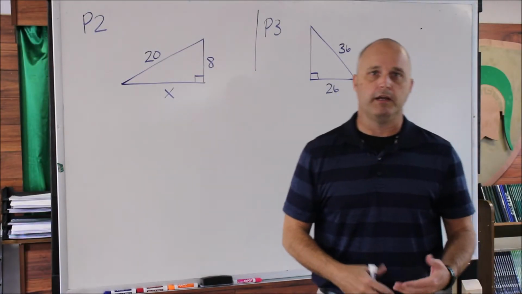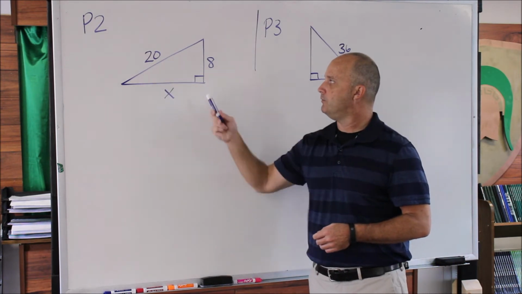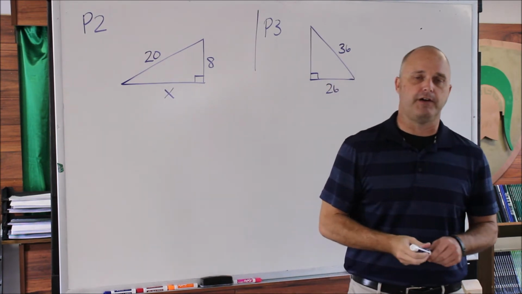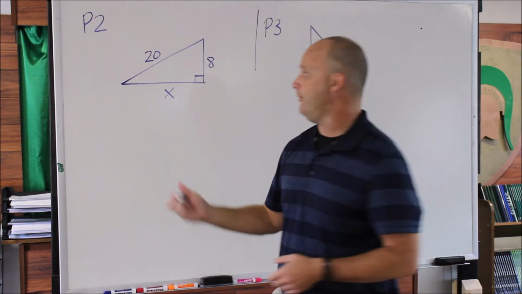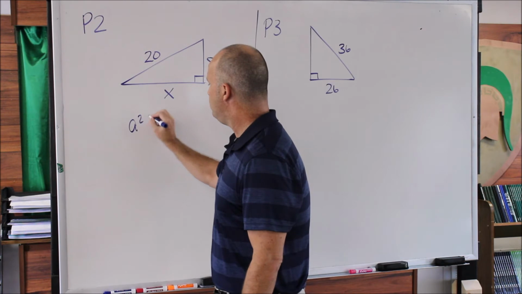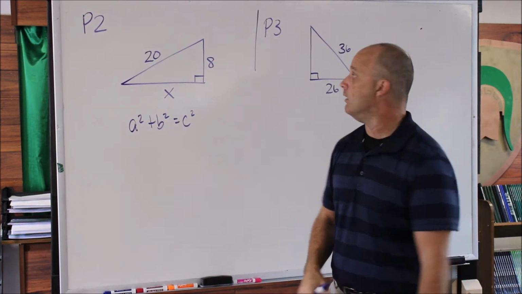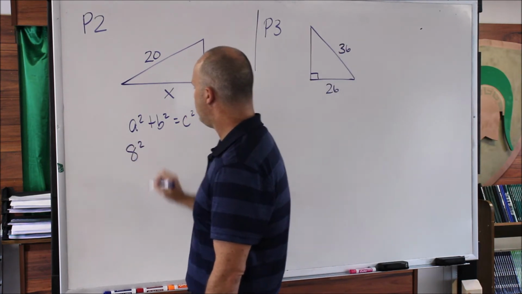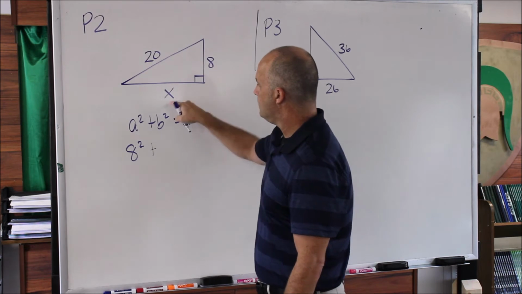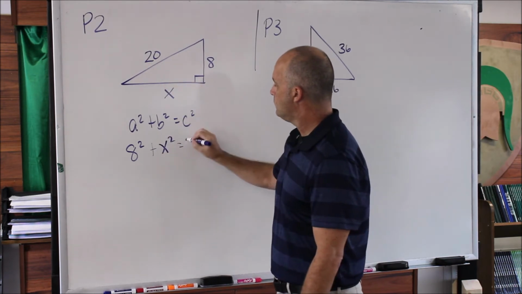For problem number 2, we're going to again apply the Pythagorean theorem. In this case, we're given the hypotenuse and one of the sides, but we're asked to find the length of the second side. So again, all we're going to do is take the Pythagorean theorem, a squared plus b squared equals c squared, and we're going to plug in the information that we know. So we know that one of the sides is 8, so we're just going to put that in for a. So a squared plus x goes in for b squared equals 20 squared.